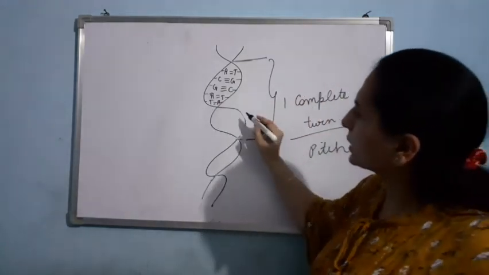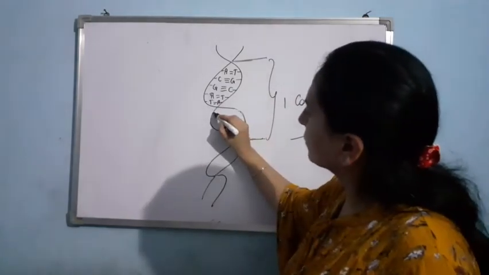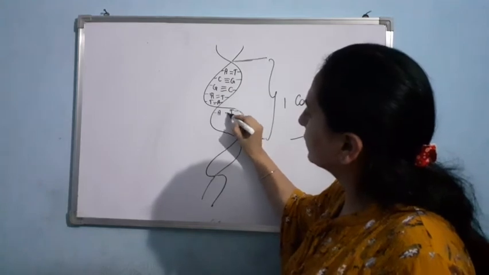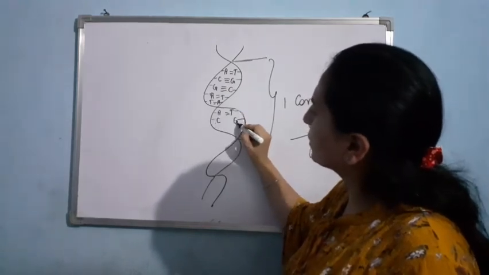Clear? Again in the second strand, A, then here will be present T. C, then here will be present G.